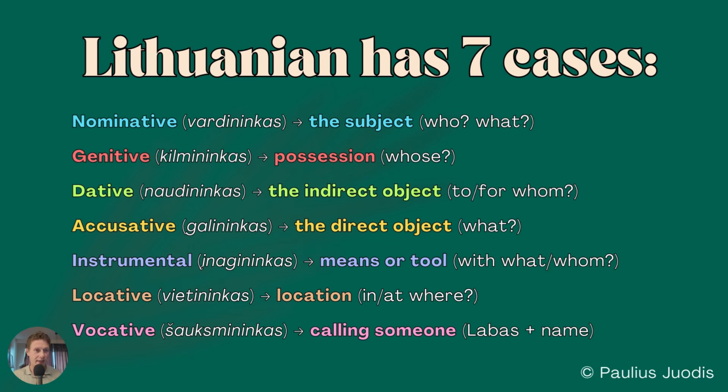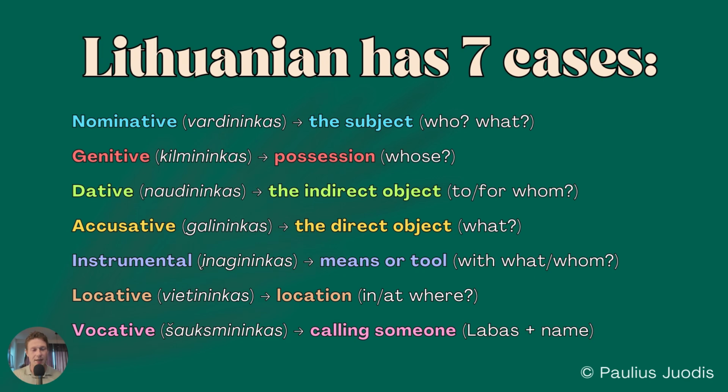So these are the English names, which could be useful to you if you're going to learn some other languages that have cases. For example, German also has cases, Greek, Polish, Latvian, right? So these are international names for the cases. The Lithuanian names are vardininkas, kilmininkas, naudininkas, kalininkas, įnagininkas, vietininkas, and šauksmininkas.